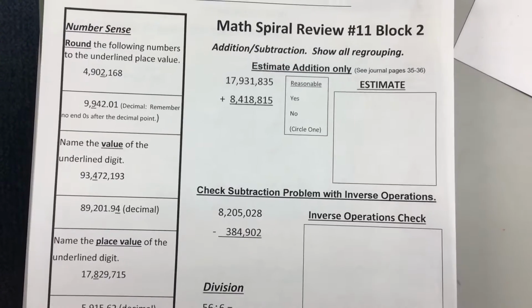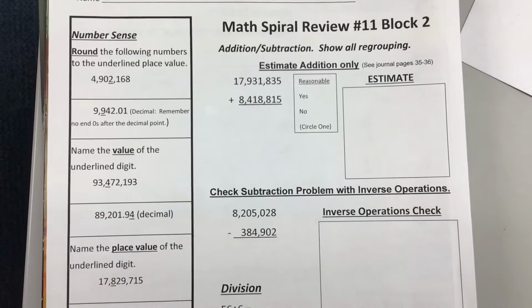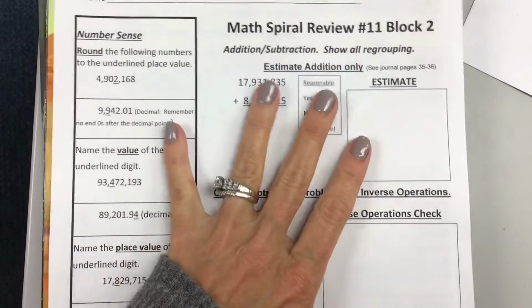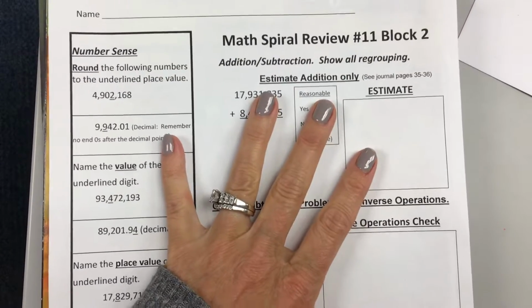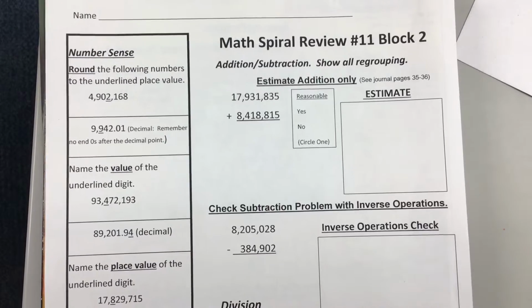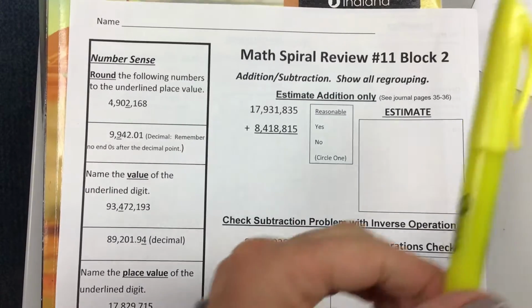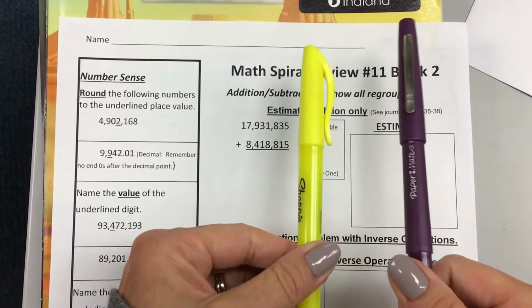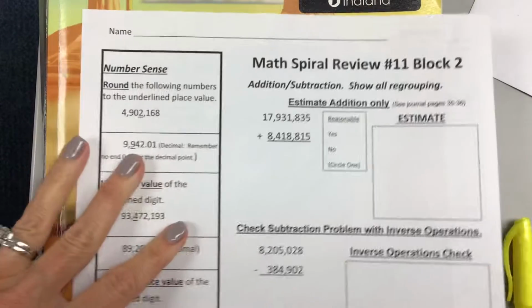Okay, all you sweet little munchkins, let's go over Math Spiral Review 11 for Block 2. You should have your highlighter and something else to write with. If you don't have that now, pause the video and get them.